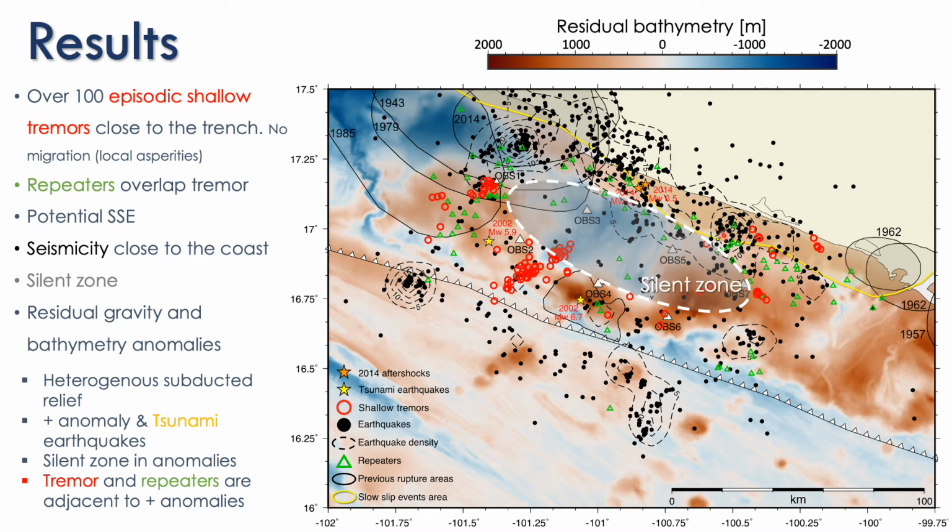One way to identify subducted relief at the plate interface is by interpreting residual gravity and residual bathymetry anomalies. Here we have 2 near-trench tsunami earthquakes overlapping positive anomalies, making it possible for both to be related. The silent zone covers a transition from negative to positive anomalies, where repeaters and most shallow tremors are located over positive anomalies.